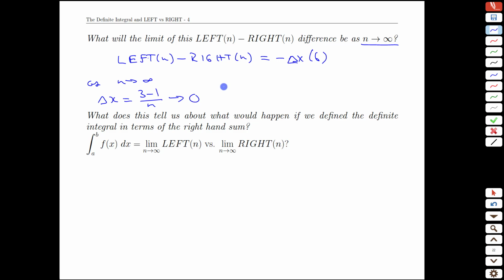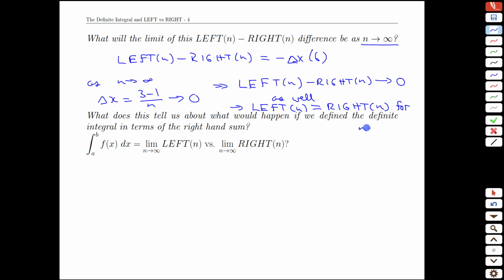If delta x is going to 0, then that implies that the difference between the left and right sums, well, all it is is delta x times 6, is going to 0 as well. And so that is telling us the left-hand sum is going to be essentially the same. Let's write equals here. It is going to equal the right-hand sum for n going to infinity.